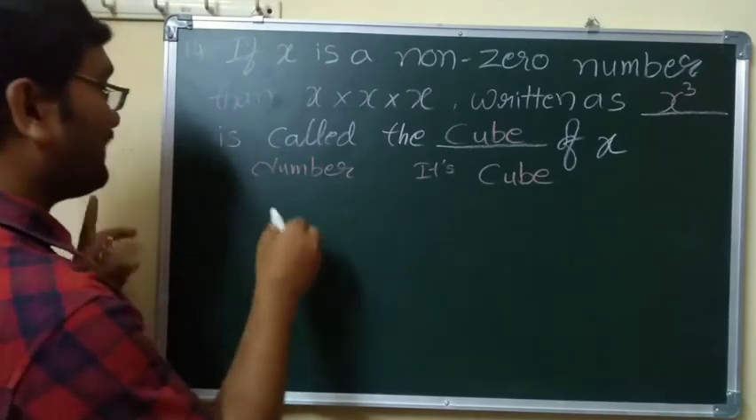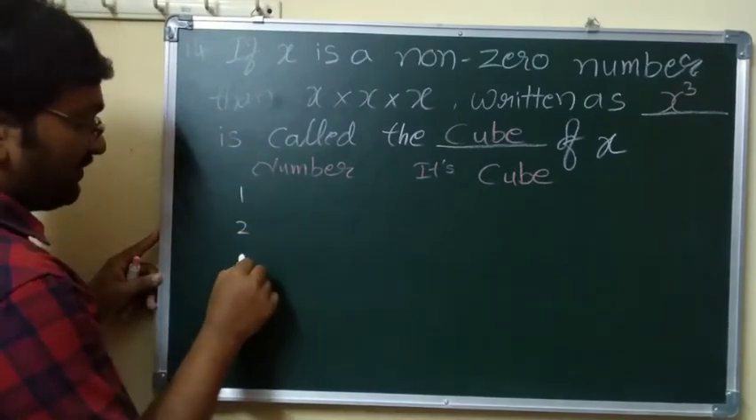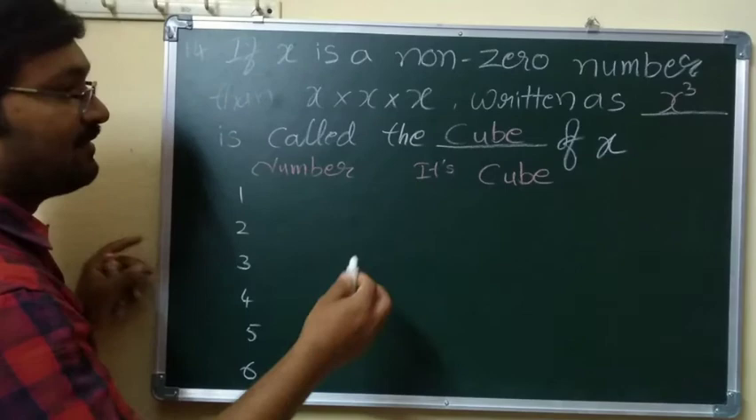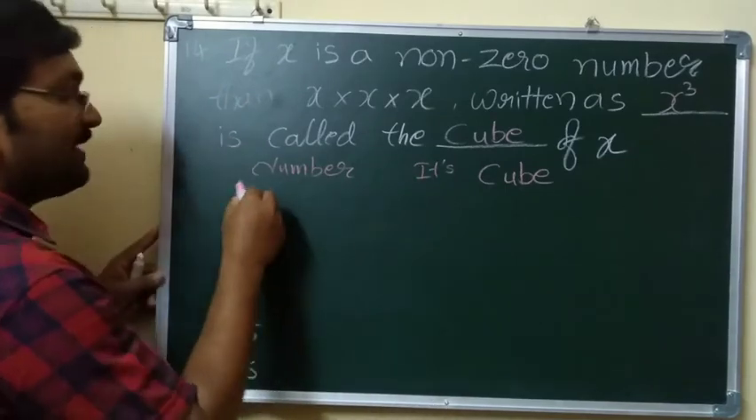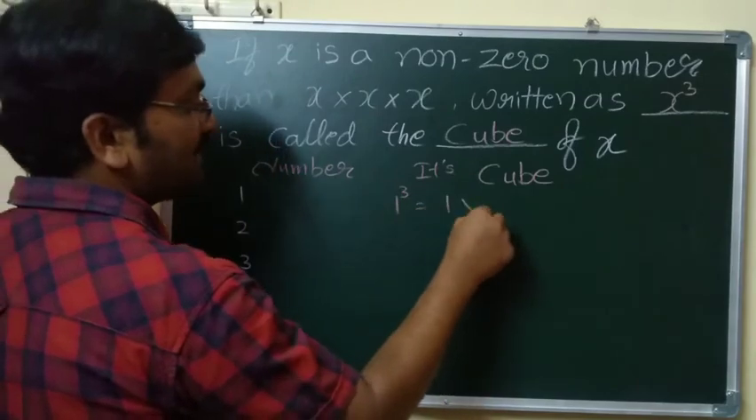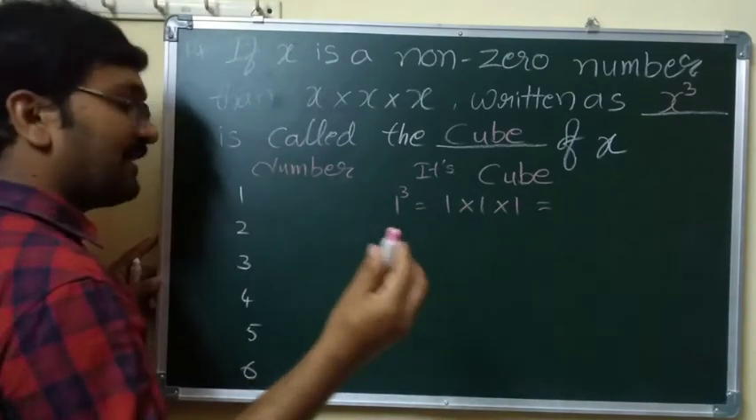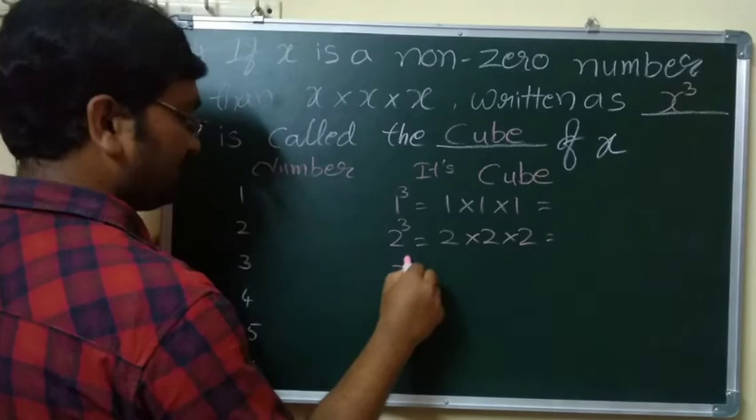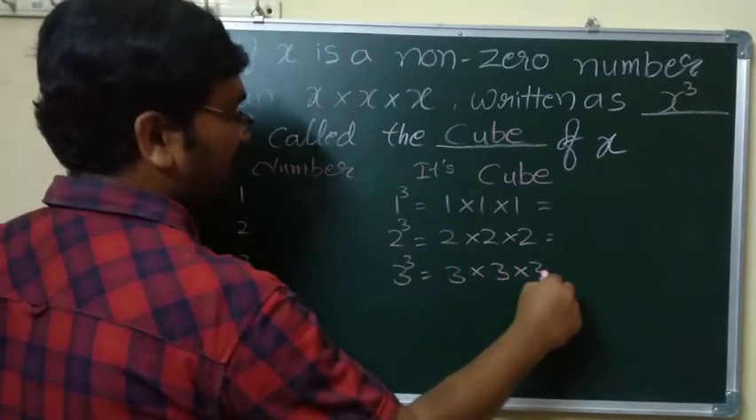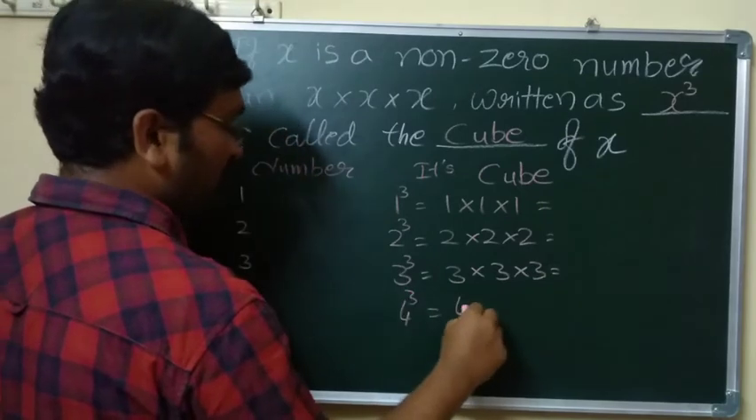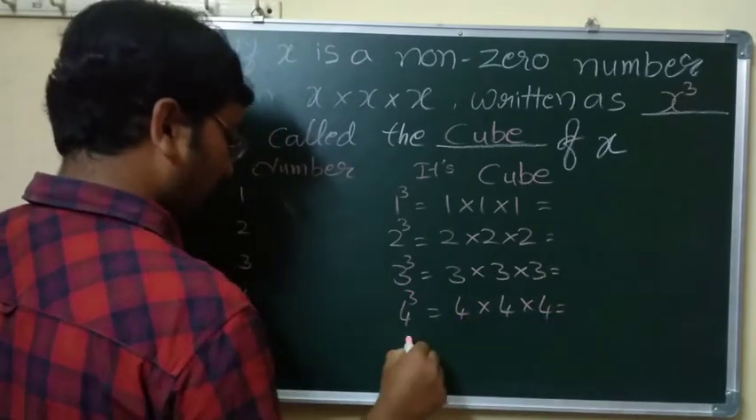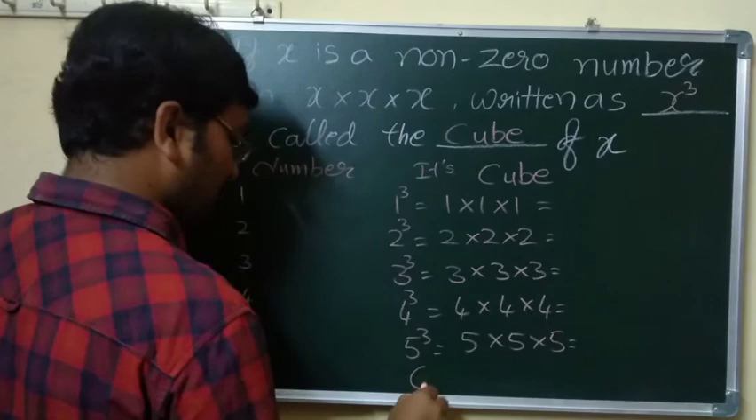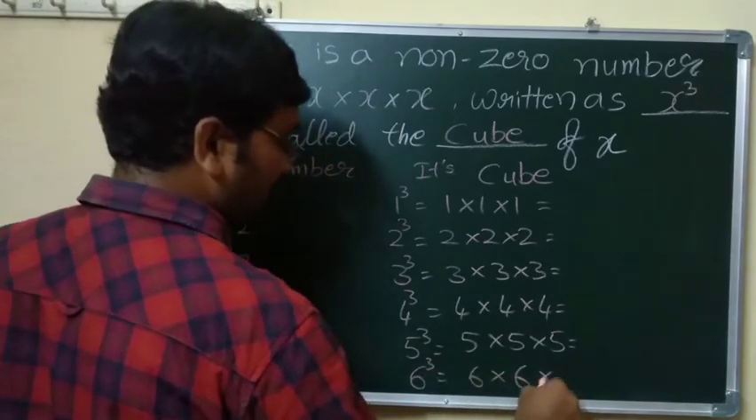So we write the numbers 1, 2, 3, 4, 5, 6 and their cubes. 1 cube means 1 into 1 into 1. 2 cube is 2 into 2 into 2. 3 cube, 3 into 3 into 3. 4 cube, 4 into 4 into 4. 5 cube, 5 into 5 into 5. 6 cube, 6 into 6 into 6.